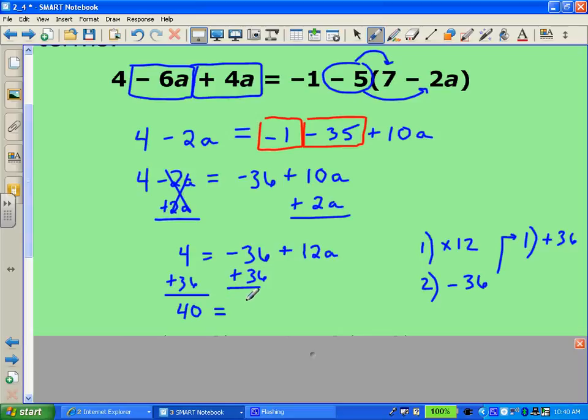That gives me 40 equals 12a. And then I have to divide by 12. Now 40 divided by 12 is not going to come out even, so I can just reduce that fraction. Let's see. 4 goes into both of those, so that's actually 10 over 3. Or I could also write 3 1/3.